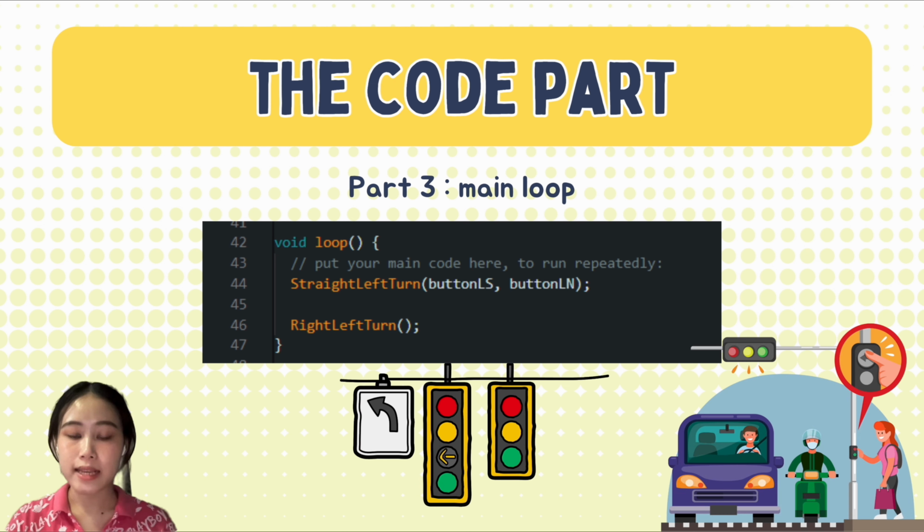Part 3 is the main loop. We have only two main functions. First is the function for go straight and turn left. In this function there are the button interrupts. That means in this function you can cross the road. And the second is for turn left and turn right, no crossing the road.